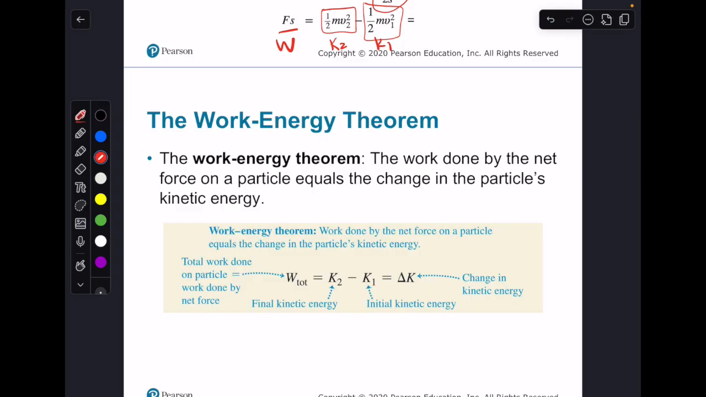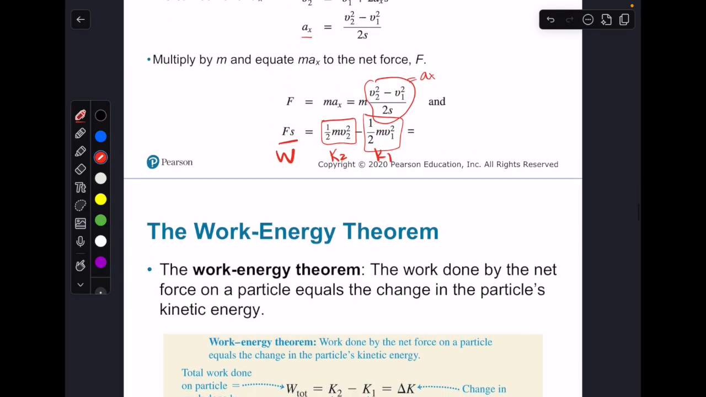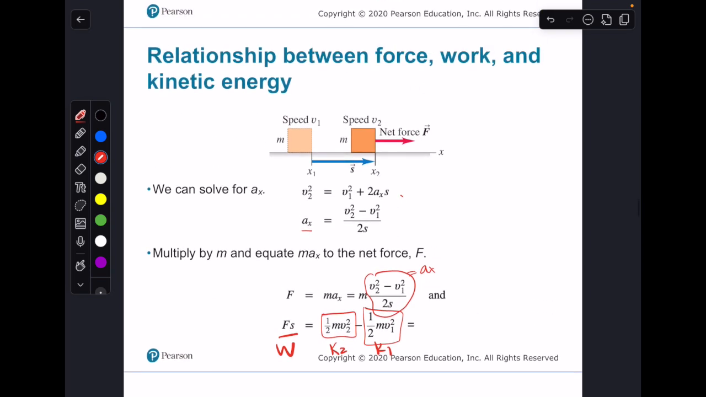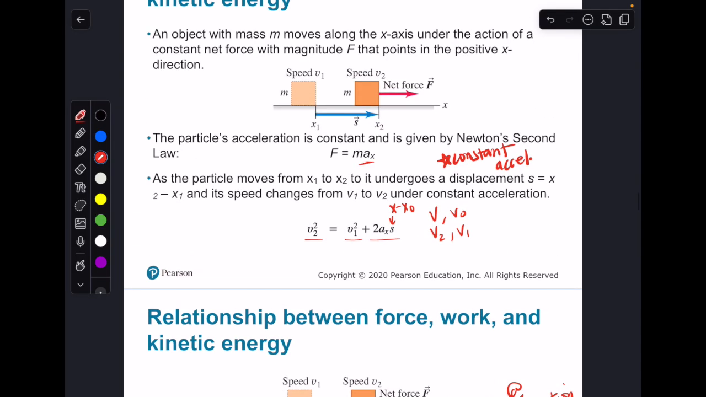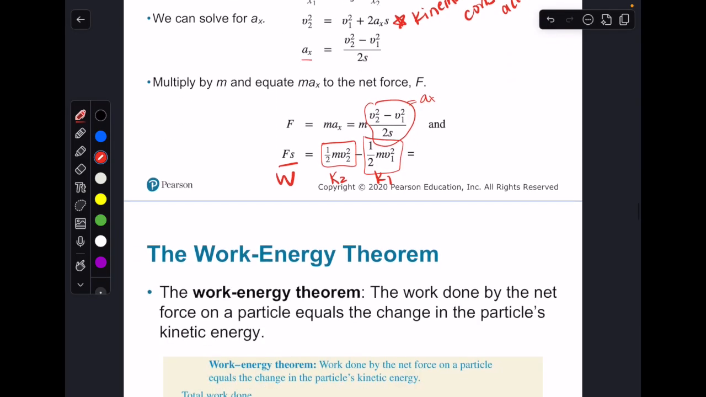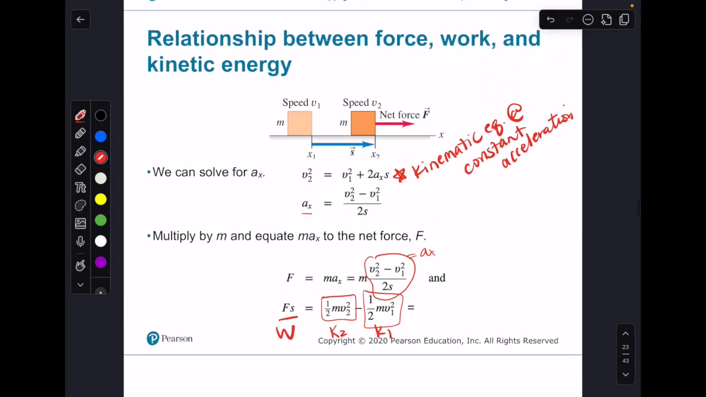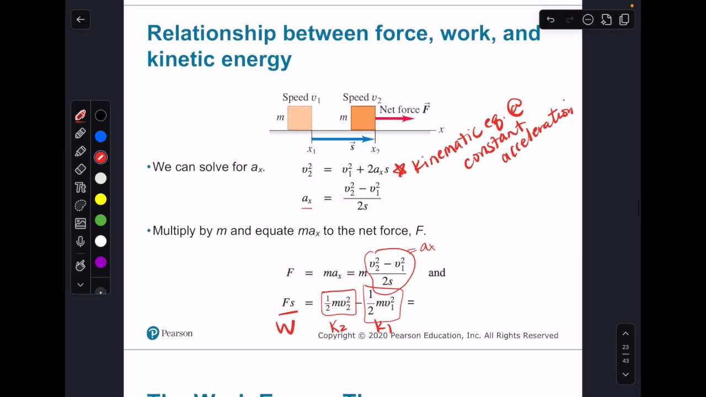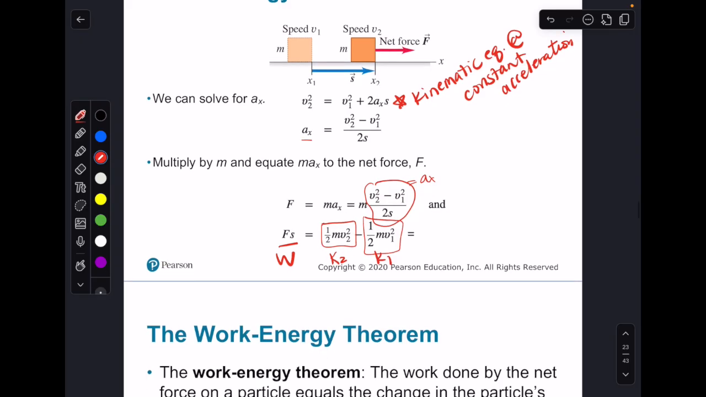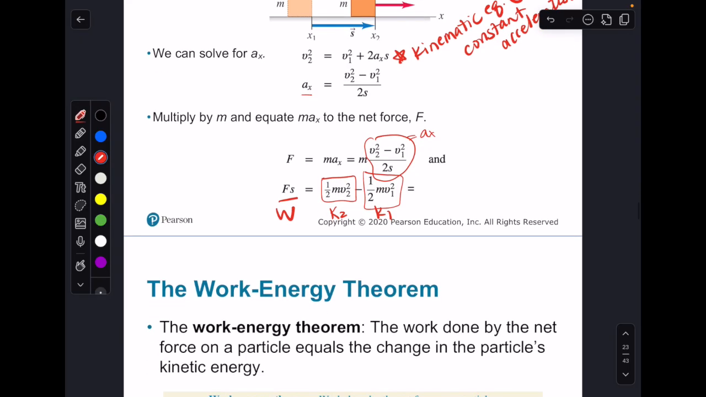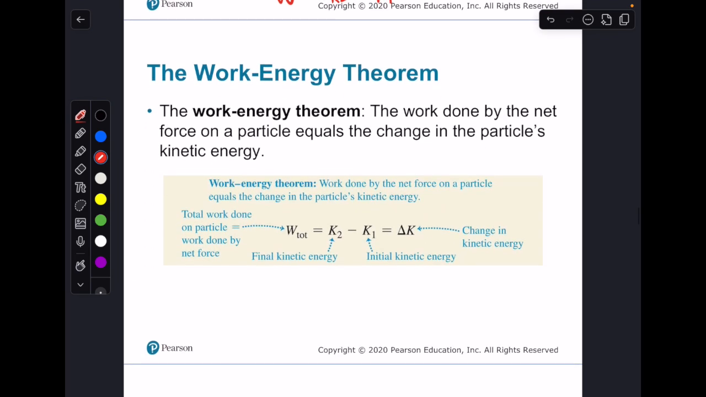That's the work energy theorem. We derived it by simply using kinematic equations at constant acceleration and plugging it into Newton's second law right there. So it's not really horrible. Go through it a few times. I kind of just talked you through it, but it's really going to connect the dots when you do those substitutions and do the algebra yourself.